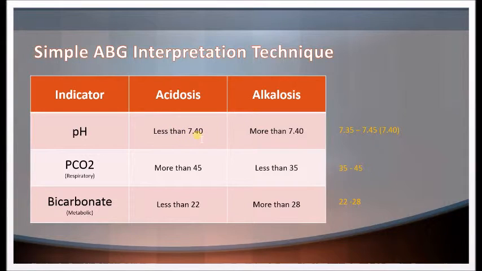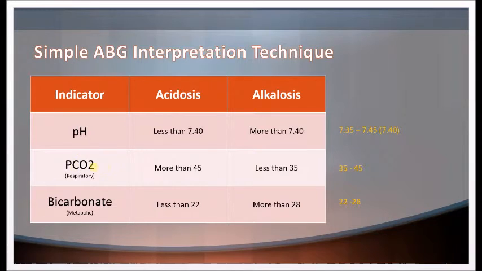So if less than 7.40, which, like we said earlier, 7.40 is the true neutral between these two values. Less than 7.40, it will be acidotic, right? Because it's heading towards the 1. More than 7.40 will be alkalotic because it's heading towards a 14 on the pH scale. So pH is the first thing we look at.